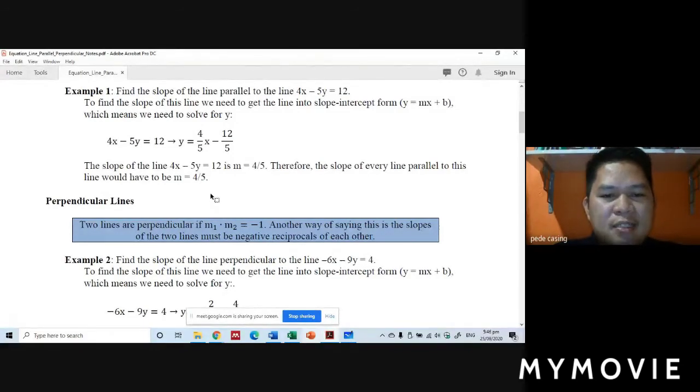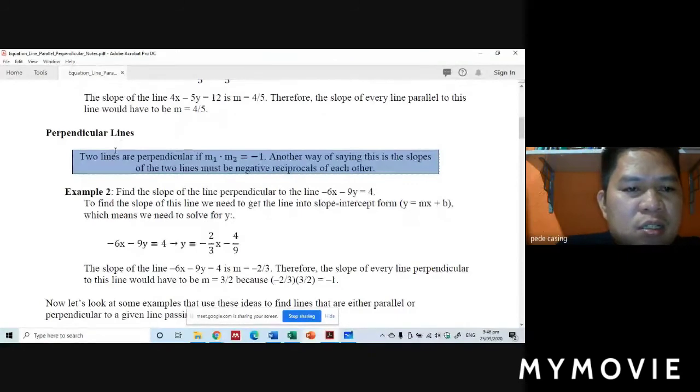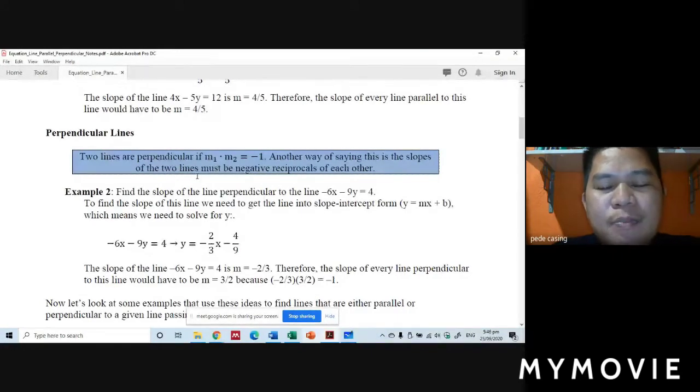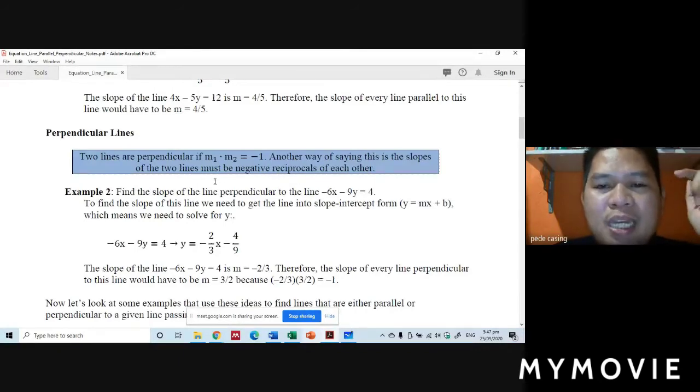For perpendicular lines, unsa po'y timan-an if the given equation is perpendicular. Take note of the given definition. So two lines are perpendicular if m sub 1 or the first slope multiplied to the second slope equals negative 1. Another way of saying this is the slopes of the two lines must be negative reciprocals of each other. So meaning sa perpendicular lines, we are going to find the slope of each line. Kung i-times nimo ang duha ka slope, kung equal gani og negative 1, that is perpendicular. No, i-multiply ang duha ka slope, mahimo negative 1.